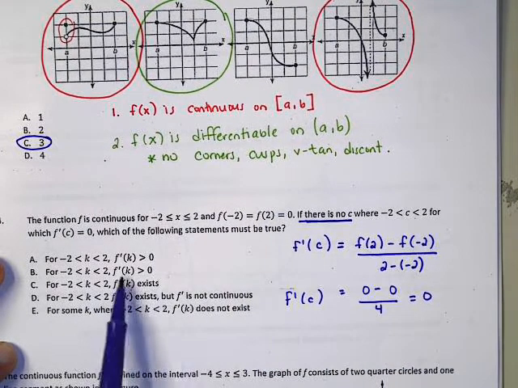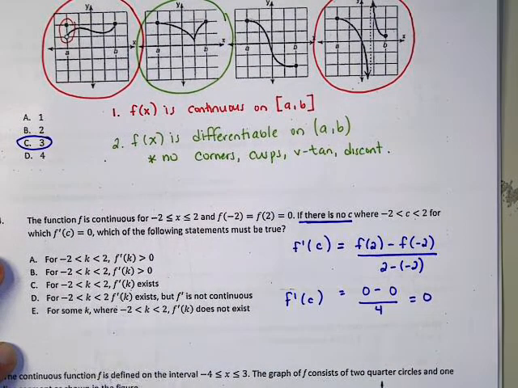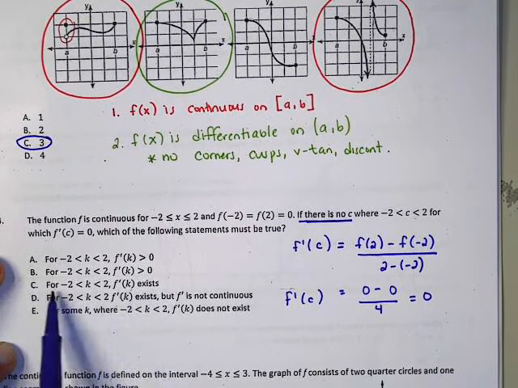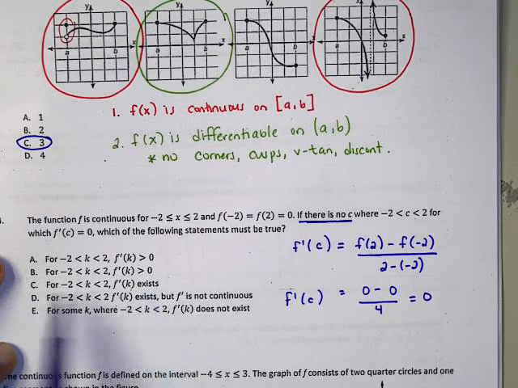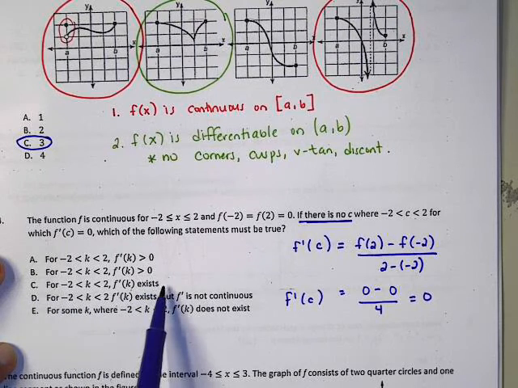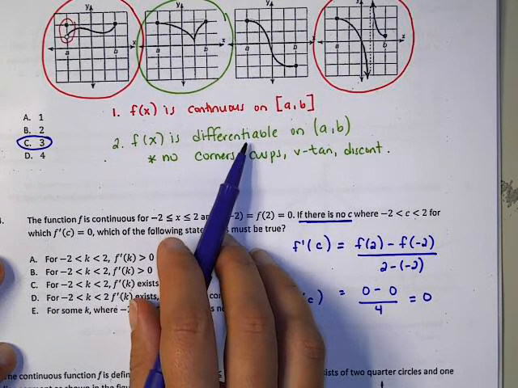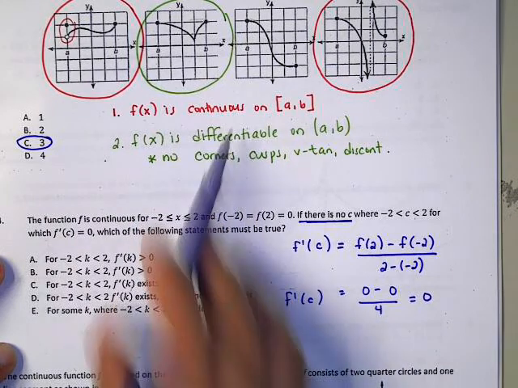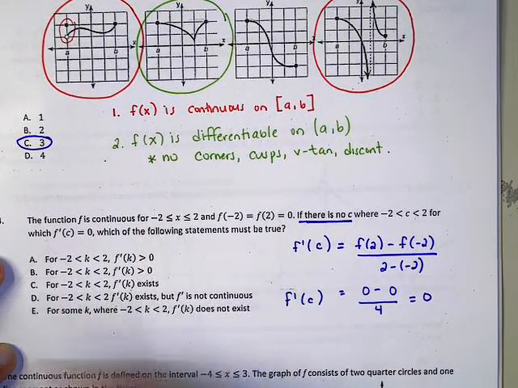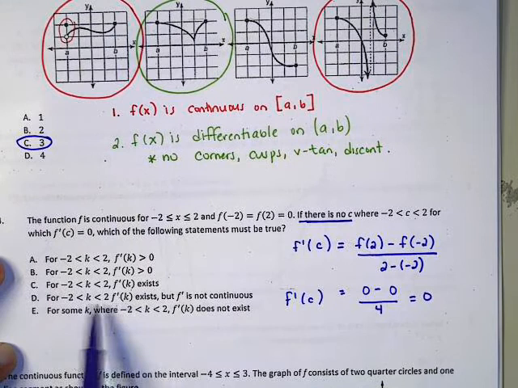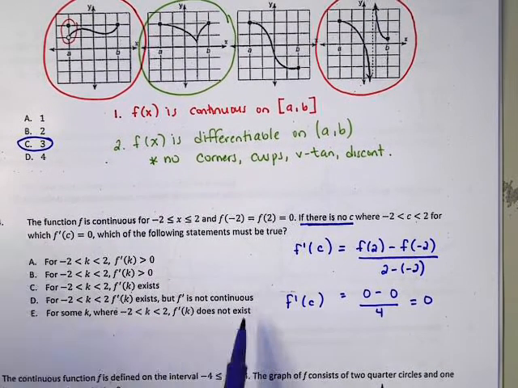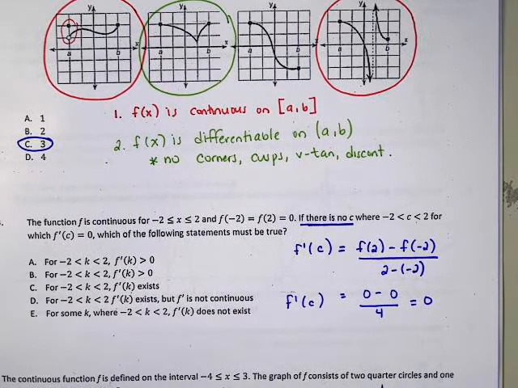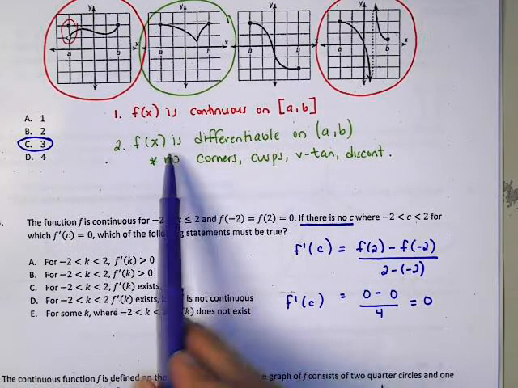Between -2 and 2, the derivative is always positive. Those are the same answers twice, so that's definitely not it. Between -2 and 2, the derivative exists. Well, if the derivative always exists, then it must be always differentiable, which means it must have always been continuous, which means this should have been true, so that can't be it. Between -2 and 2, the derivative exists, but the derivative is not continuous. Well, the derivative doesn't have to be continuous, it just has to exist.